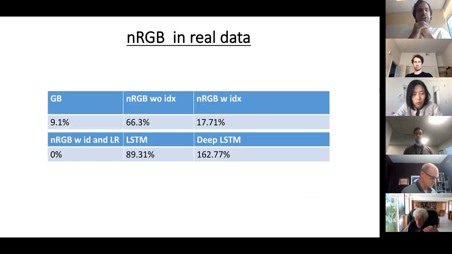Okay, and let me just give you the results here for this experiment. I also want to say that we compare to gradient boosting and LSTM models. So LSTMs are the type of neural networks that actually analyze time series data.